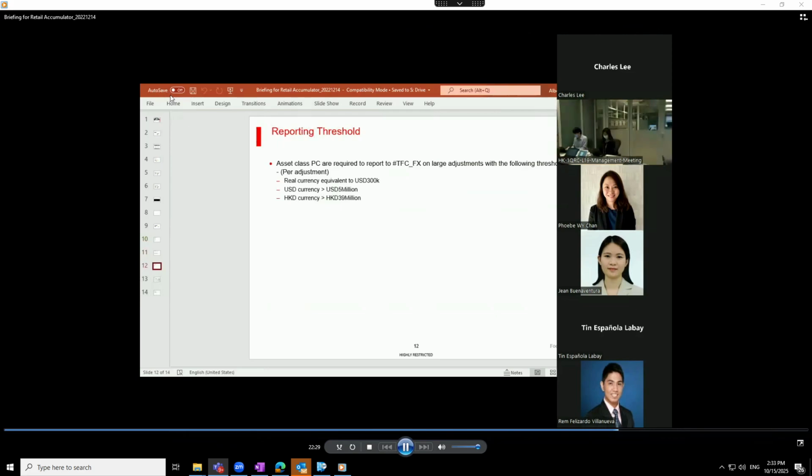Okay, you asked about the reporting threshold. I think the general rule of thumb is, for any non-Hong Kong dollar currency, it is 300 US dollar equivalent. US dollar is 5 million and Hong Kong dollar is like 39 million HK.